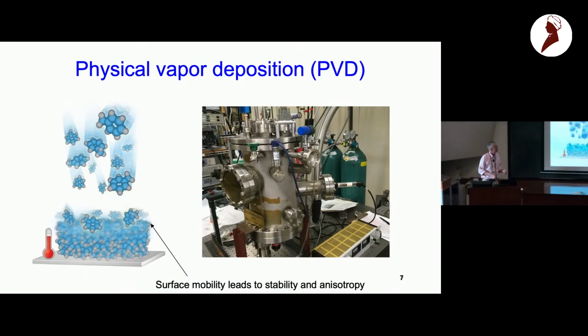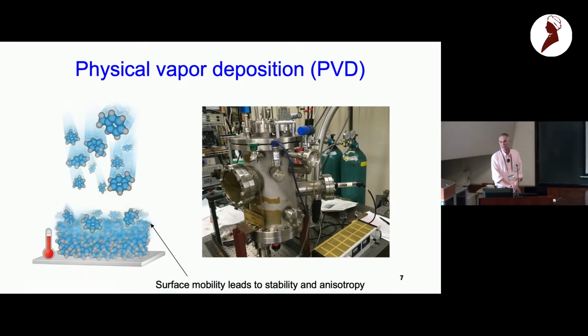Okay, so I'm going to talk about materials made by physical vapor deposition, so I should explain what that is. You have a vacuum chamber, you have a substrate, the temperature of the substrate is controlled. The substrate is cold enough that when molecules from the vapor in the vacuum hit the surface, they condense. They stick with a 100% probability.